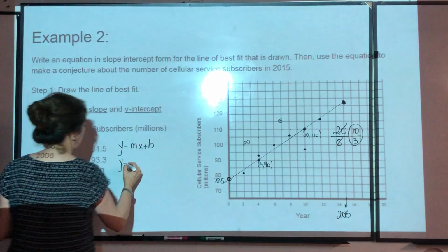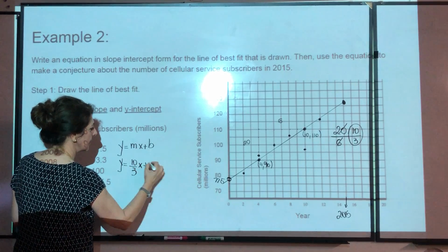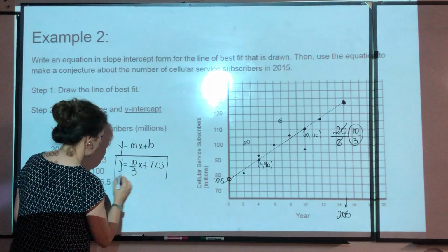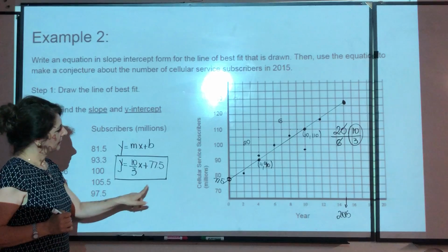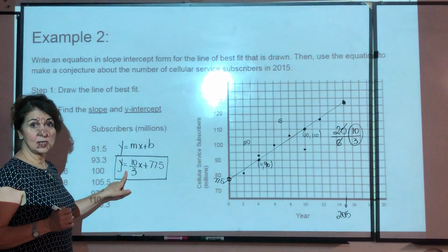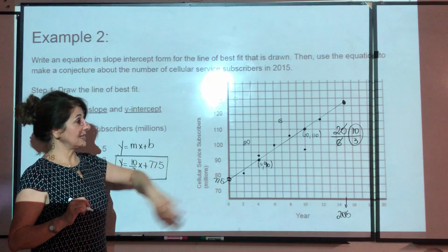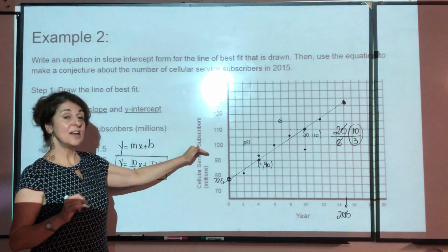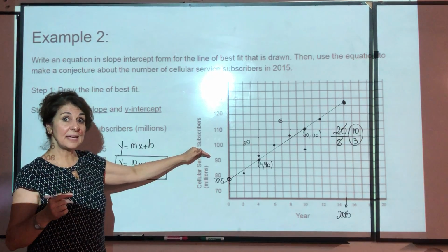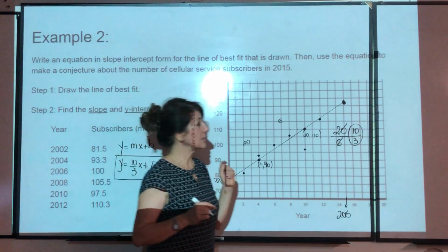So 10 over 3x plus 77.5. This here is my y-intercept, and this here is my slope. This is the most complicated example that we're going to have. So there is one example in the homework, so you can practice this. But the most important thing is the prediction, because now we need to know how many subscribers in 2015.